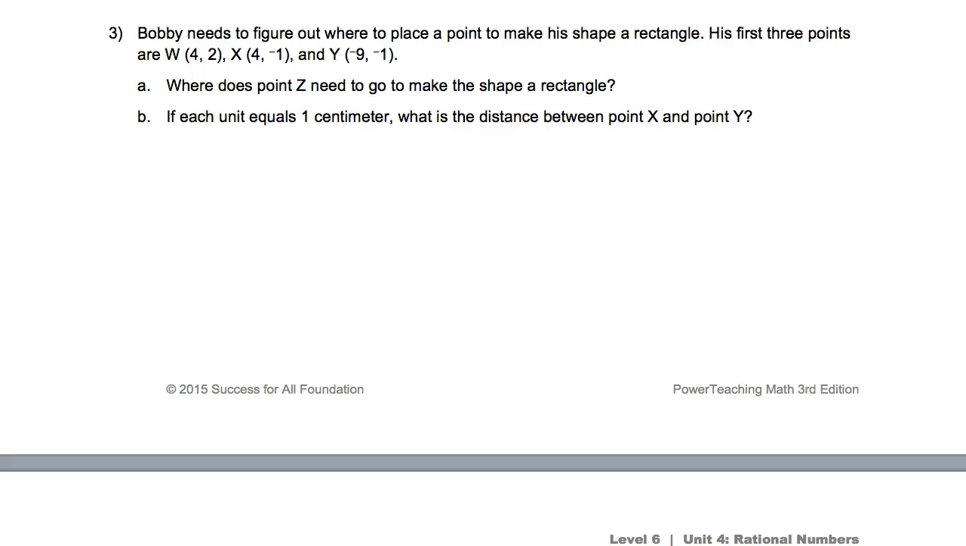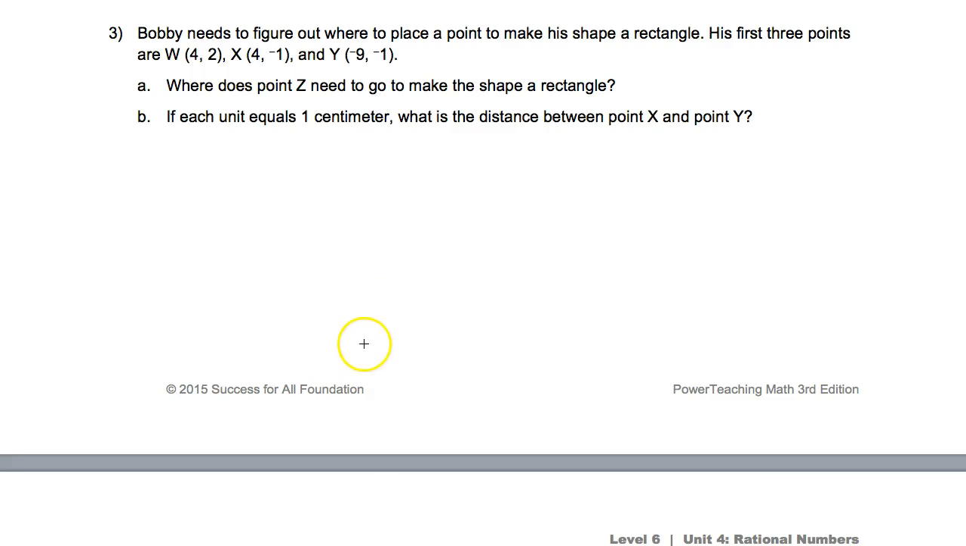Okay, now we have number 3. Let's look at this one. It says Bobby needs to figure out where to place a point to make his shape a rectangle. His first 3 points are W at 4, 2, X at 4, negative 1, and Y at negative 9, negative 1. A says, where does point Z need to go to make the shape a rectangle? And B, if each unit equals 1 centimeter, what is the distance between point X and point Y?